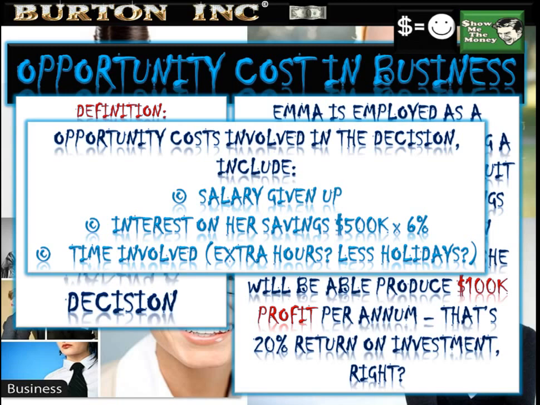So here we are, the opportunity costs have been spelled out in this decision. Three to think of: the salary given up, the interest on her savings, perhaps that's 6% on the $500,000. And in addition, there could be extra hours involved, less holidays. People that own their own businesses tend to be incredibly busy. So the salary given up, the interest on her savings, and the extra time involved that she'll need to work are all examples of the opportunity cost for this particular decision.